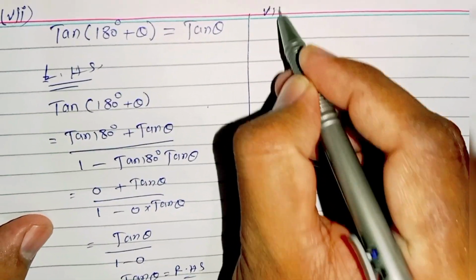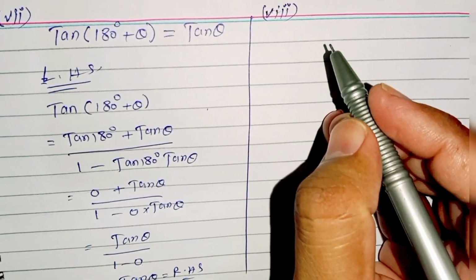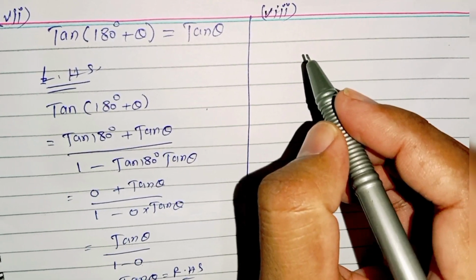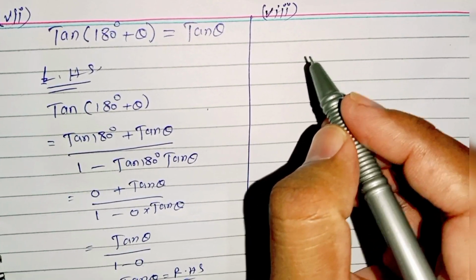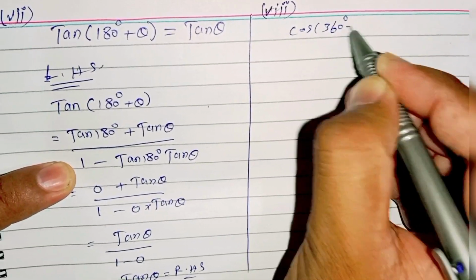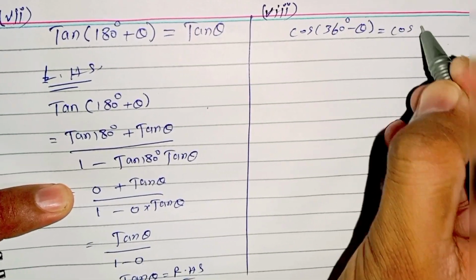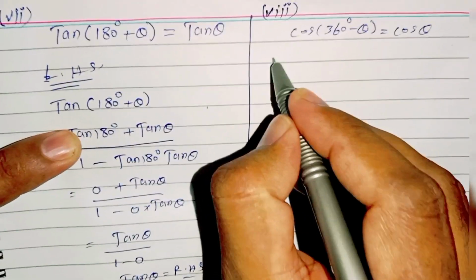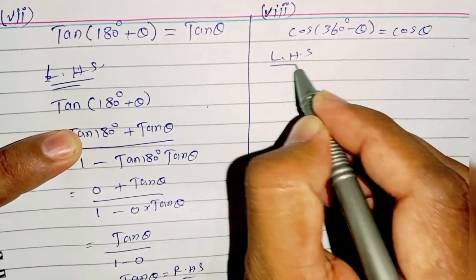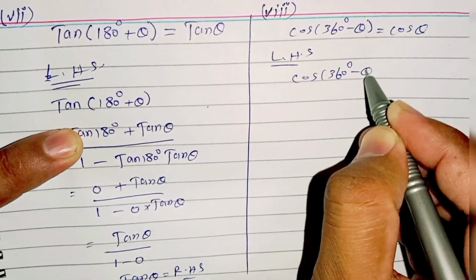Part number 8 of question number 1. Cos 360 degree minus theta is equal to cos theta. Left hand side, cos 360 degree minus theta.